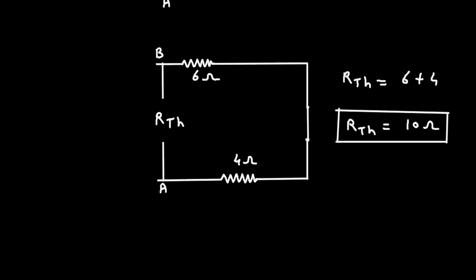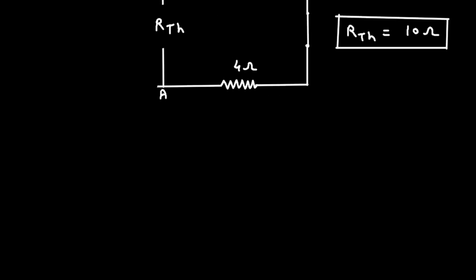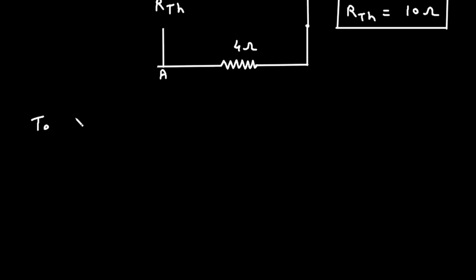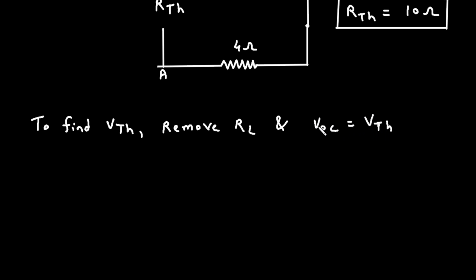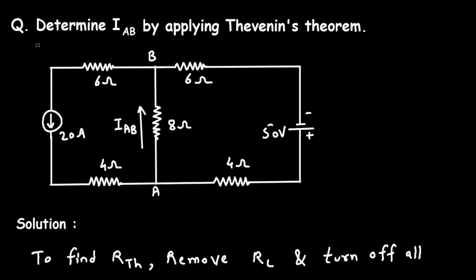Now next we have to find the value of VTH, that is Thevenin's voltage. This is Thevenin's resistance. Next is to find VTH. Again remove RL and VOC is equal to VTH. Now what is VOC? VOC is the open circuit voltage. So let's copy this circuit from here.